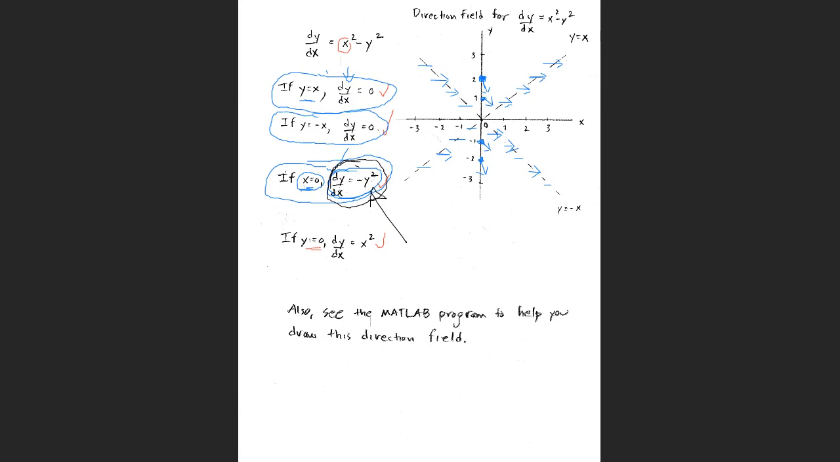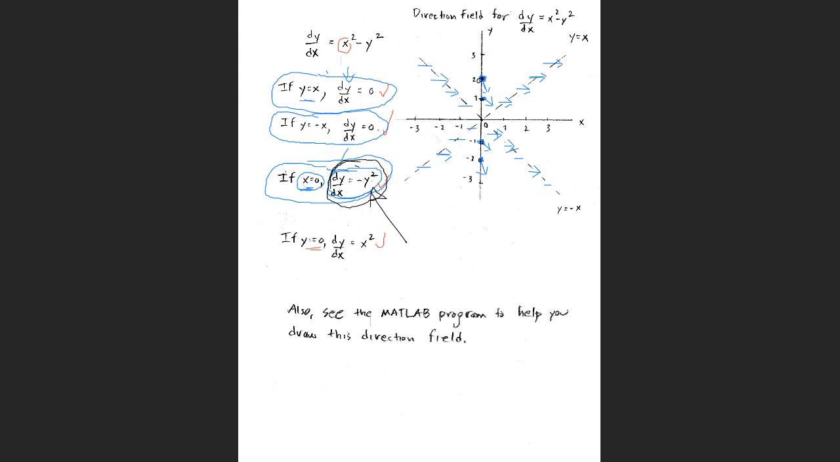That's right, it becomes more negative. So you see at, for instance, (0, 1), dy/dx was equal to -1 squared, so I drew a slope of -1. But at (0, 2), dy/dx would equal -2 squared, and so I draw a steeper slope. Similar comments go for the points (0, 0), (0, -1), and (0, -2).